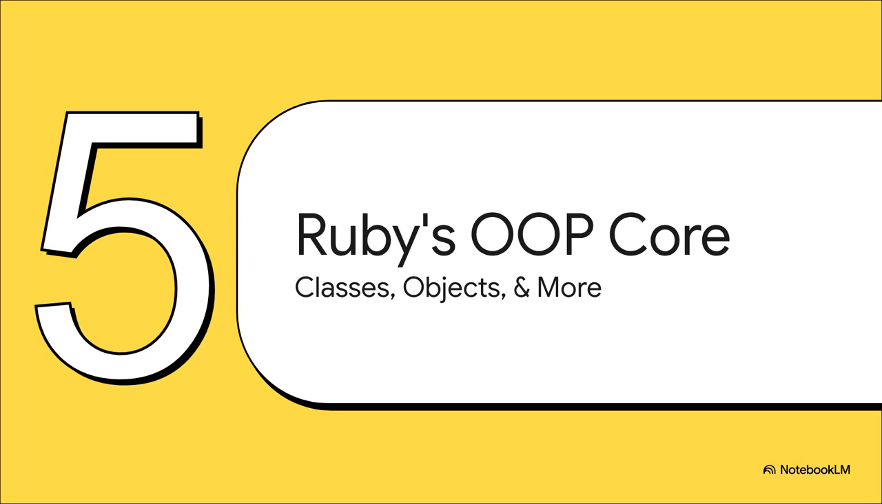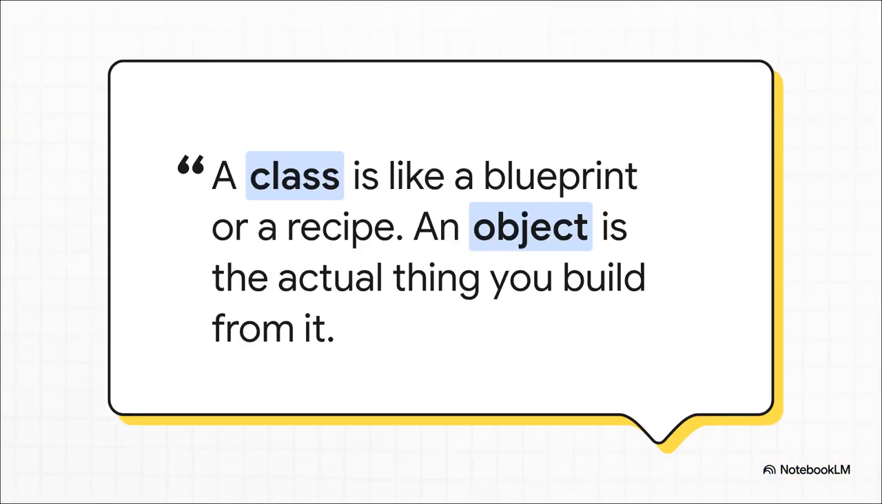So, we've been saying everything is an object this whole time. Well, now we're going to pull back the curtain and see how it all works. We're going to learn how to create our own custom object blueprints using something called classes. And this analogy just nails it. A class is the set of instructions. It defines what a user is supposed to be, what properties it has, and what it can do.